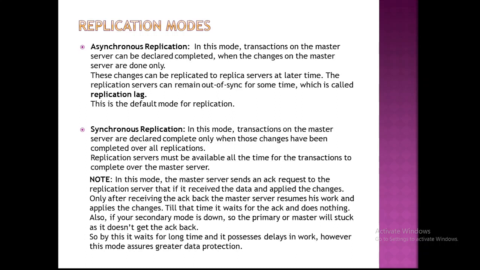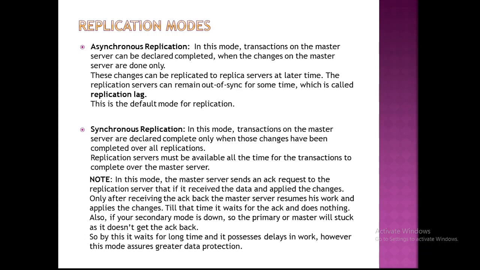Once your WAL files get copied to the archive location of the slave server, it will apply those changes and then it will be in sync with the master. But before that time, it will be out of sync with the master. And this is the default mode for replication. Okay, the other one is synchronous mode.